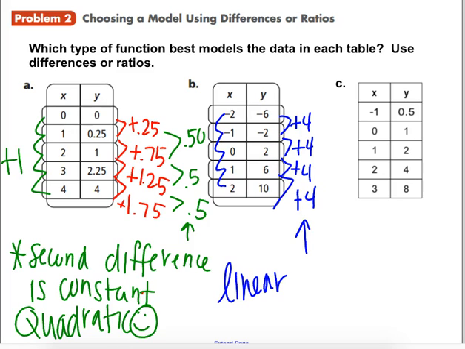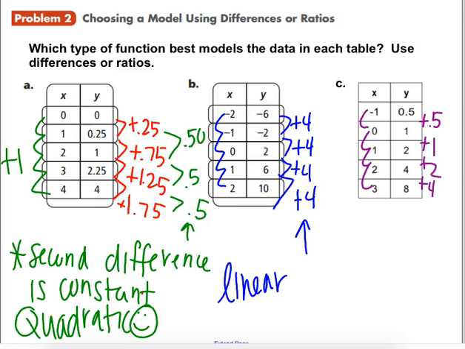Good job, guys. I mean, I'm assuming we can probably all guess what C is, but let's just check it out to make sure we know that we're right. Again, going up by 1, by 1, by 1, by 1. Now let's check out our y values. Going up by 0.5, going up by 1, going up by 2, and going up by 4. So again, how can we figure this out?